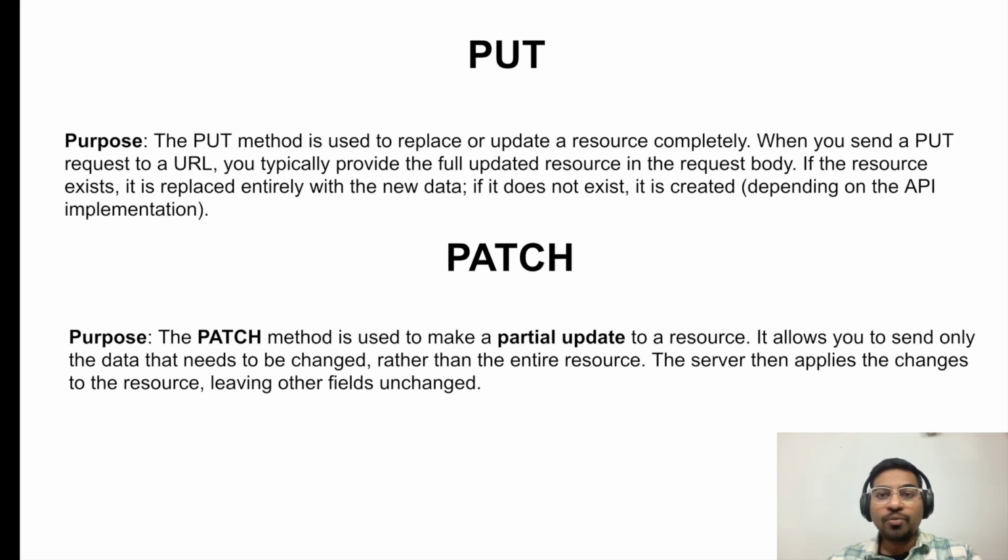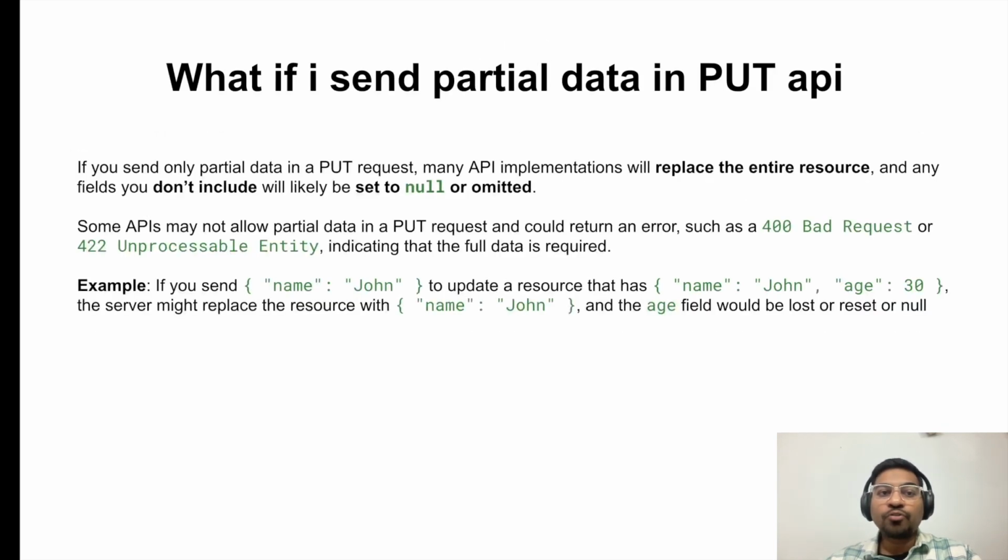Okay. Now let's talk about what happens if I send partial data to an API. Let's say we have four fields and we are only passing two values and we are using the PUT API. Then what is going to happen? The first thing is that it's totally based on how exactly your API has been implemented. Either it is going to create it or it is going to throw an error. But the standard procedure of PUT is to update the complete resource.